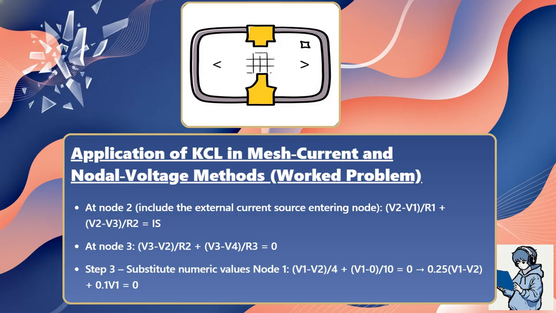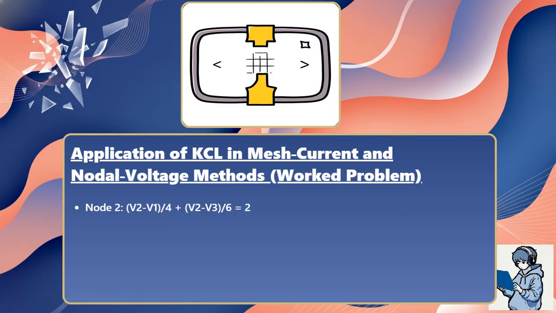Step 3. Substitute numeric values. Node 1, (V1 minus V2) divided by 4 plus (V1 minus 0) divided by 10 equals 0, which simplifies to 0.25 times (V1 minus V2) plus 0.1 V1 equals 0. Node 2, (V2 minus V1) divided by 4 plus (V2 minus V3) divided by 6 equals 2. Node 3, (V3 minus V2) divided by 6 plus (V3 minus 0) divided by 5 equals 0.